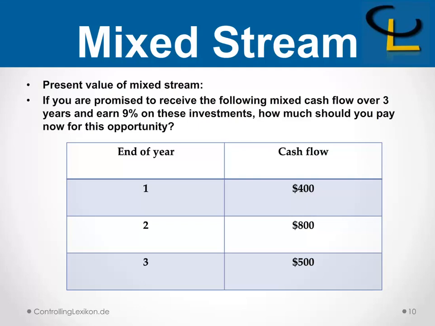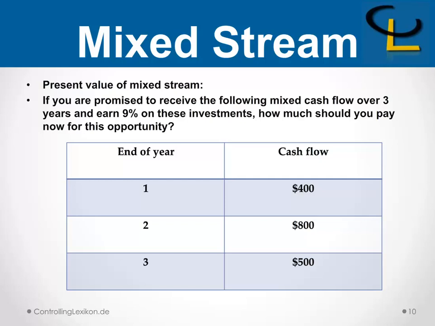Also, we can calculate the mixed stream of the present value as we calculated the mixed stream for the future value. So if you are promised to receive the following mixed cash flows over 3 years and earn 9% on these investments, how much should you pay now for this opportunity? So for year one, we have $400 cash flow, and for the second year, we have 800 cash flows, and for the third year, we have 500 cash flow.